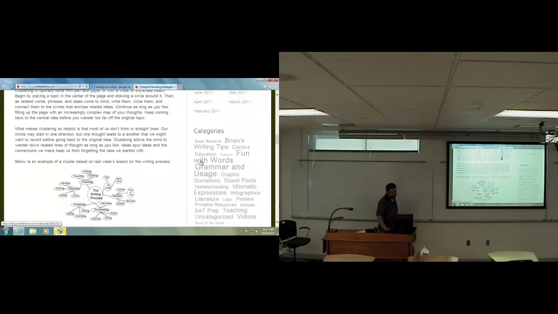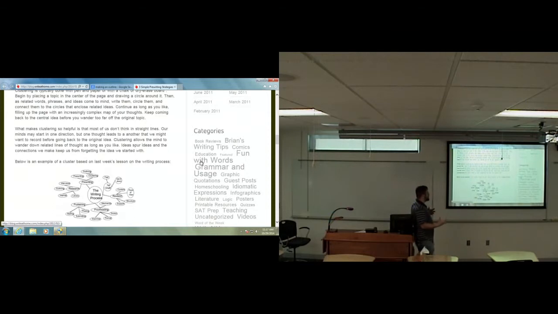This next part is called clustering, but it's also called brain mapping. It is essentially a free-form way of writing down as many ideas and things as possible and trying to connect them in an organized way. So you start with a major topic in the middle, you circle it, and then you start writing other things around it that pertain to it. And then when you think of other things that pertain to those things, you start writing them and you connect them with lines. So this is a good way to go from brainstorming to organization.